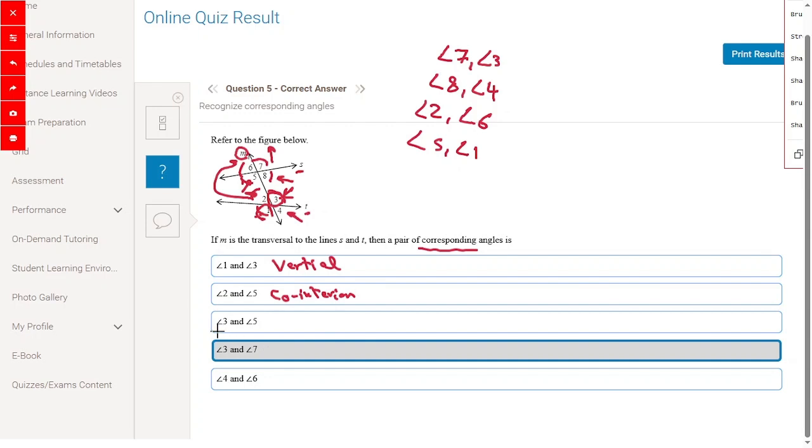And we have angle 3 and angle 5. This will be called alternate interior. Okay. Now angle 3 and angle 7. Yes, this is a corresponding angle. Angle 4 and angle 6, there is no relation between angle 4 and angle 6, so it will be a wrong answer. So all these answers are wrong because he's asking for a corresponding angle.